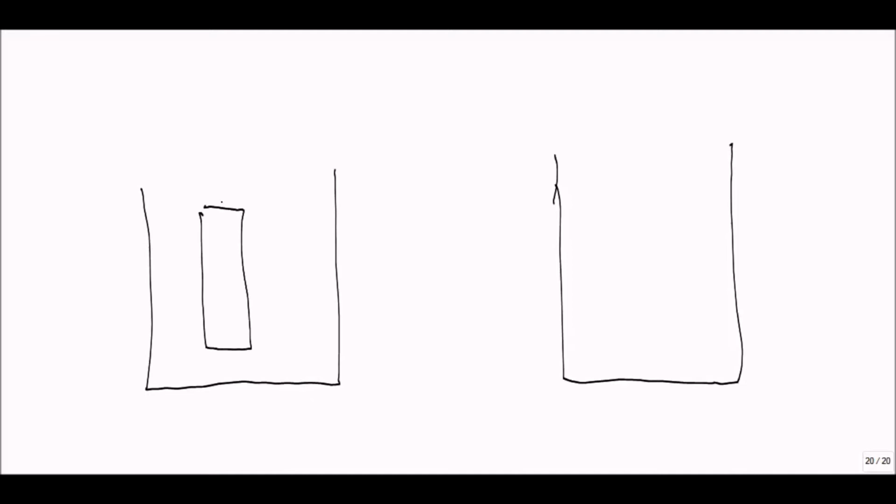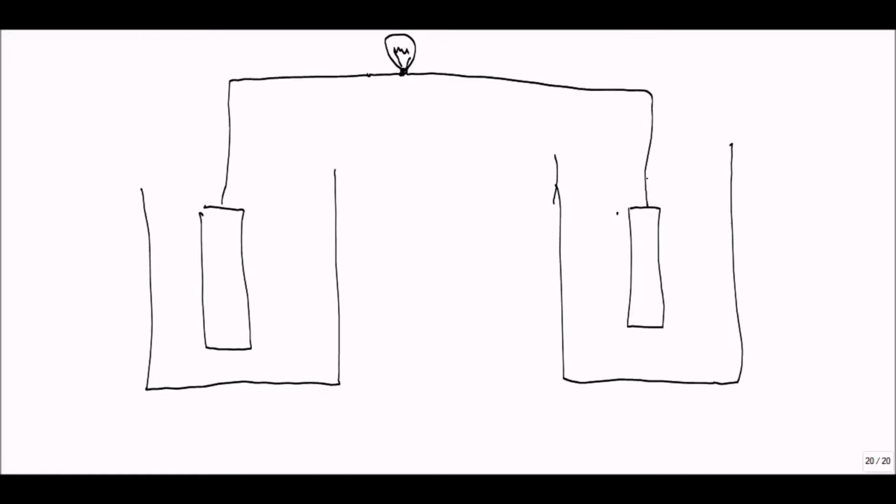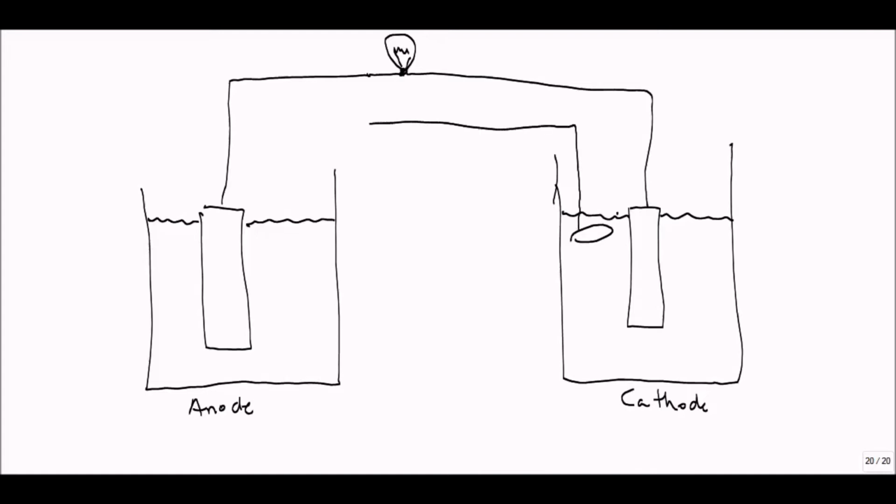You need a sheet of metal on one of them, sheet of metal on the other, a wire connected to a little light bulb connected to the other sheet of metal, some solution. This is going to be called the anode, this is the cathode. Then you have what is called a salt bridge connecting both of these. In the salt bridge you will have some sodium ions and some nitrate ions.